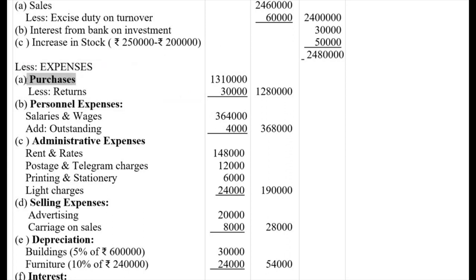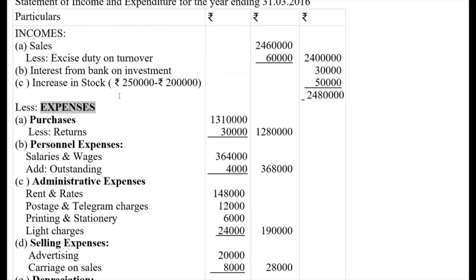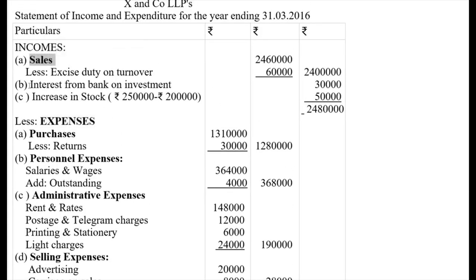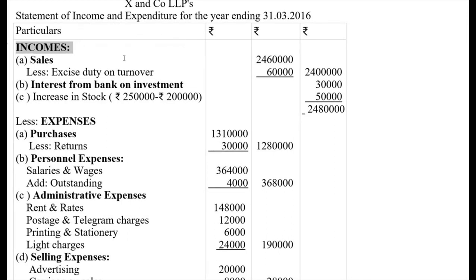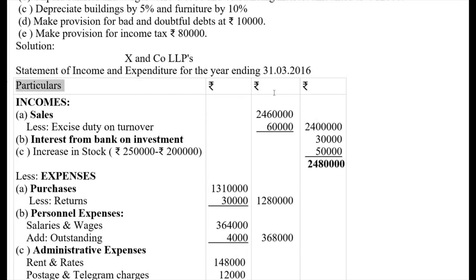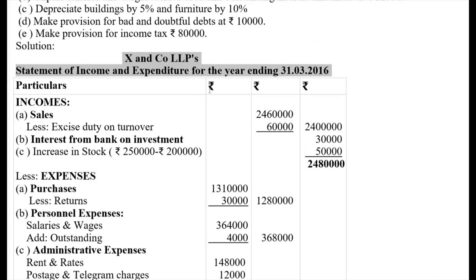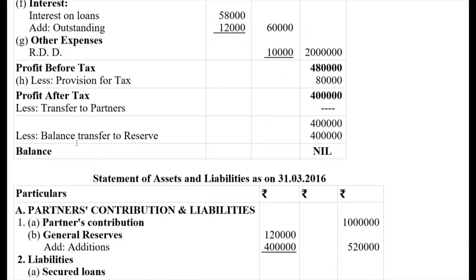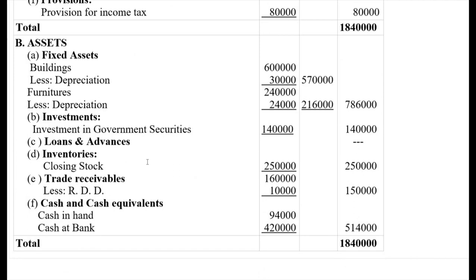A very simple problem here. The only thing we should remember is under which heading we should put which expenditure. That's all. So this is how we need to prepare the statement of income and expenditure and the statement of assets and liabilities. Thank you for watching this.